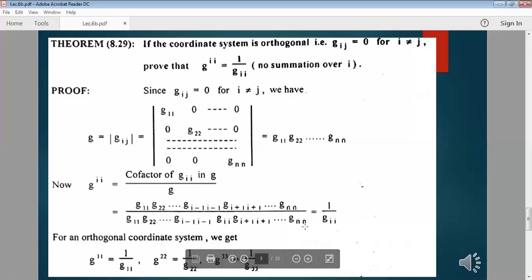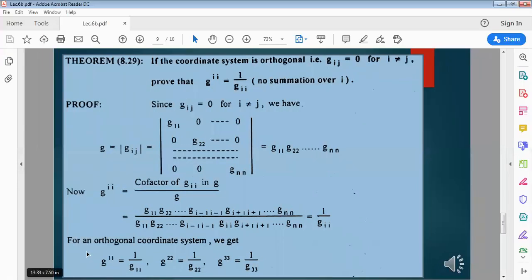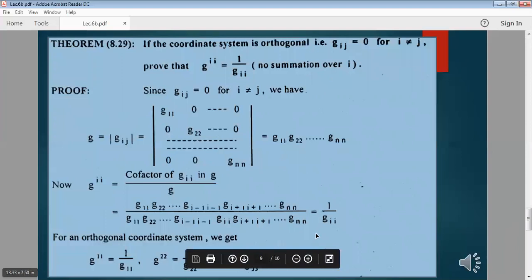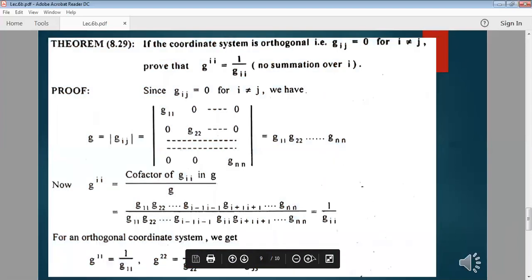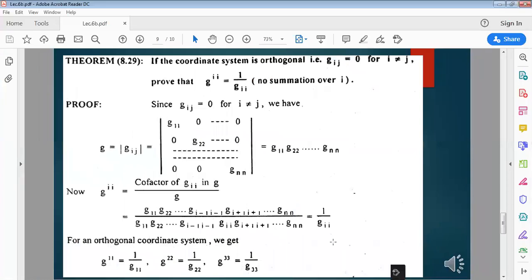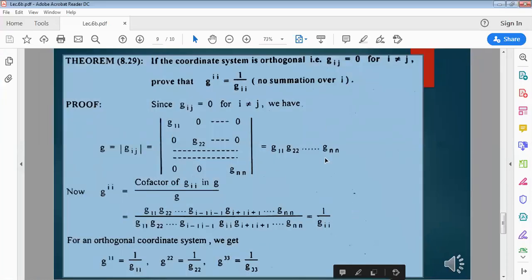So these terms are equal to 1 over Gii. So for an orthogonal coordinate system, we get G11 is equal to 1 over G11, G22 is equal to 1 over G22, G33 is equal to 1 over G33.